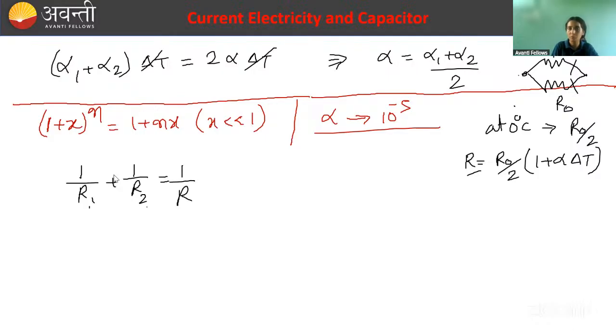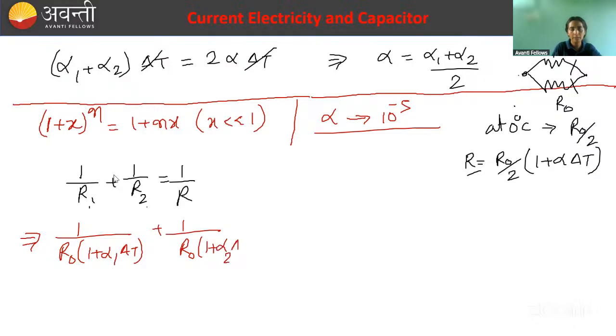Now do one thing, put in the values. If you put the value, what will you write for 1 by R1? You will write 1 by R0 times (1 plus alpha 1 delta T), and for the other, 1 by R0 again, times (1 plus alpha 2 delta T). And this will get equated to 2 by R0 times (1 plus alpha delta T). R0 you can cancel. Okay, we have cancelled it.